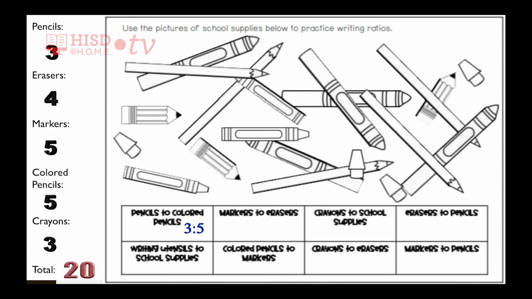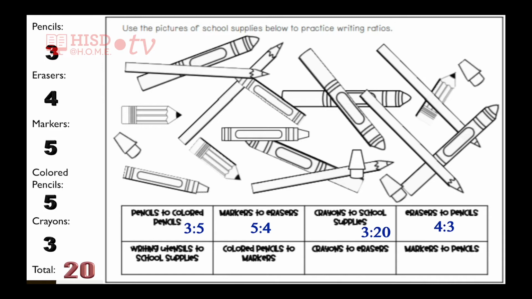Markers to erasers, there's a total of 5 markers and 4 erasers. So I put 5:4, right? But you read it 5-4, okay? Don't forget that. Crayons to school supplies. So there's a total of 3 crayons and there's a total of 20 school supplies. So I wrote 3 to 20. Erasers to pencils. There's a total of 4 erasers and there's a total of 3 pencils. Okay? 4 to 3.